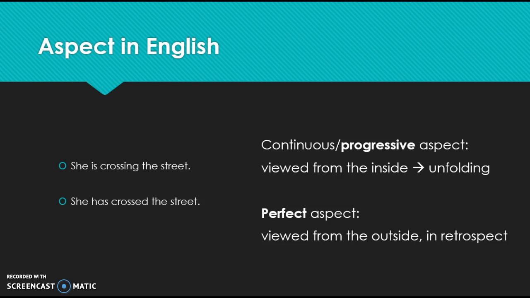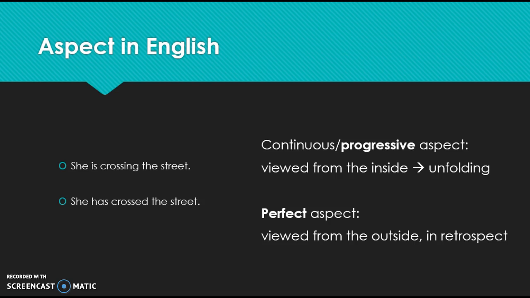Now in English we have two explicitly marked aspects. The first one is continuous or progressive aspect. When we use this, we're kind of viewing it from the inside as it's unfolding. If we look at the first example, she is crossing the street, if you picture that in your mind, she is crossing the street. Whoever this person is, the person is right now in the middle of crossing, the event is still unfolding when you say this.